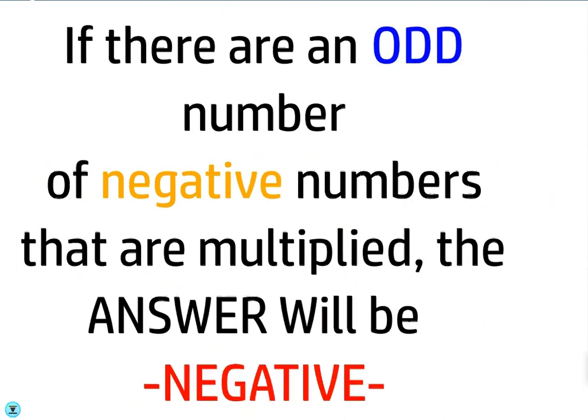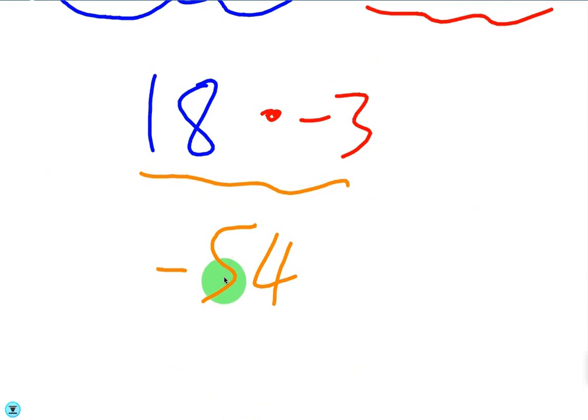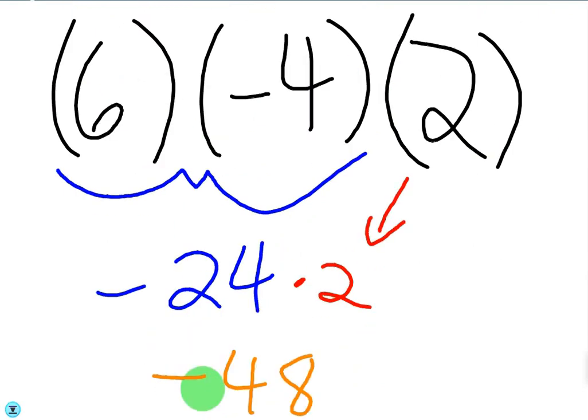However, if you have an odd number of negative numbers that are multiplied, the answer will be negative. Again, going back to our previous examples, we had 3 negative numbers. The answer was negative, and 3 is an odd number. Or we had 1 negative number. The answer was negative, and 1 is an odd number.